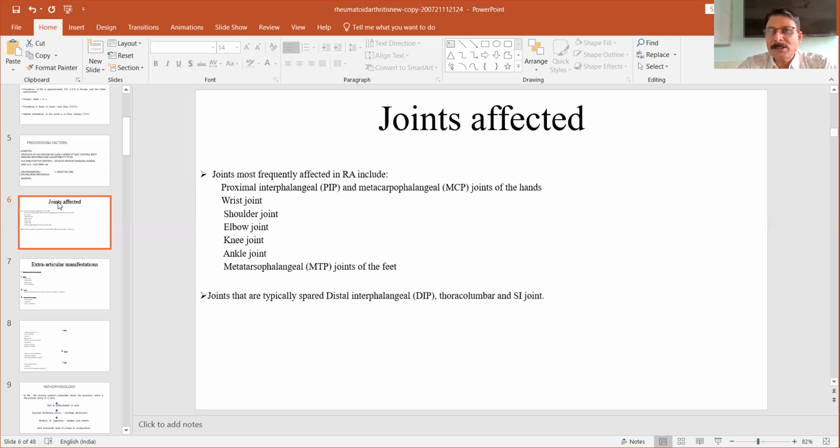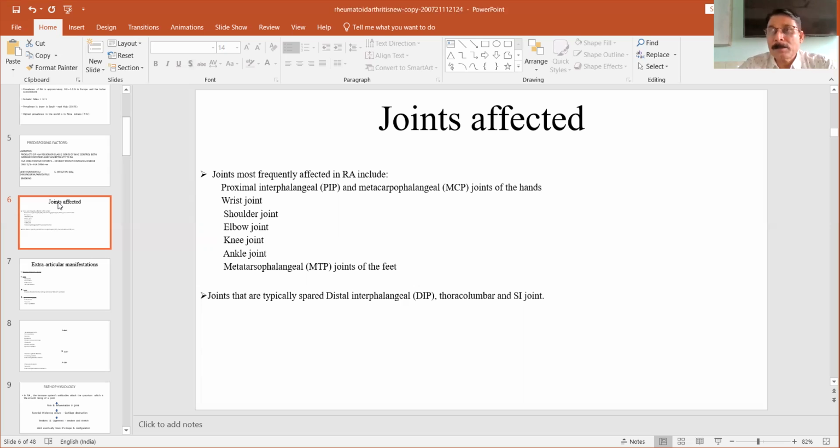And most of the joints here, symmetrical small joint involvement of both upper limbs and lower limbs, are the main. But it is also true that sometimes monoarticular involvement, single joint involvement, is also seen in rheumatoid arthritis. So by and large, mostly small distal symmetrical involvement of the joints is seen. An interesting point you must remember, the DIP joint is not involved. So in the hand also the PIP and MP joints are commonly involved. But DIP is spared.